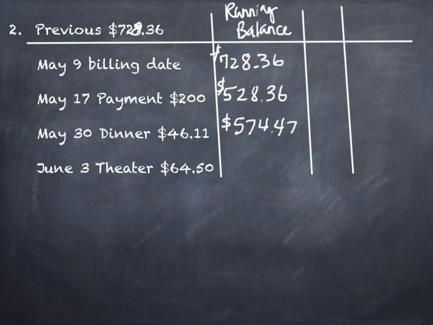All right, and then we go to the theater on June 3rd, $64.50. What do I do? I add it again, because again, this is actually something that I borrowed money for. I owe more money back now on this, so I'm going to add this in. So what happens when I add $64.50 to this?